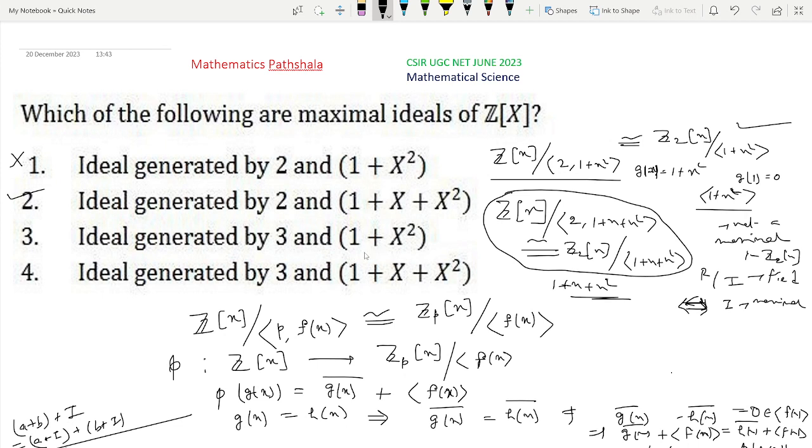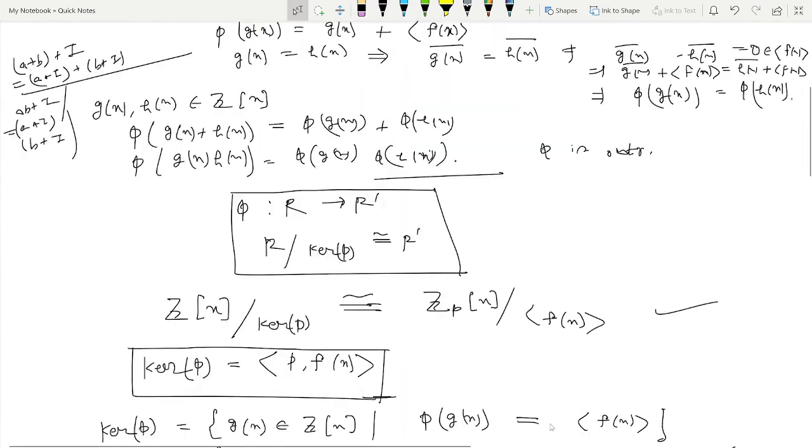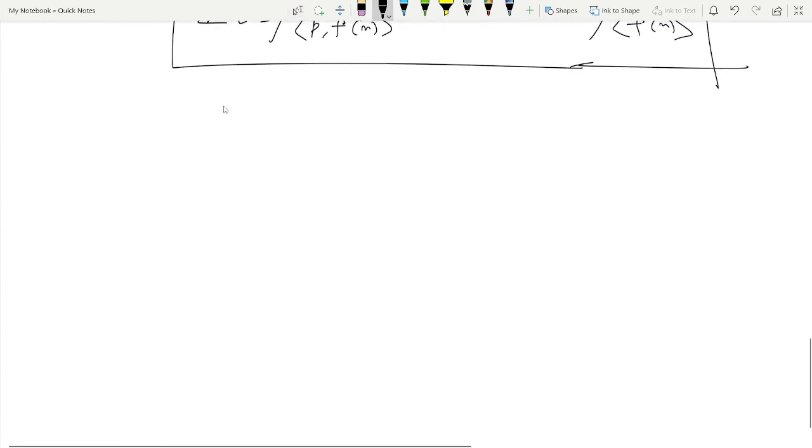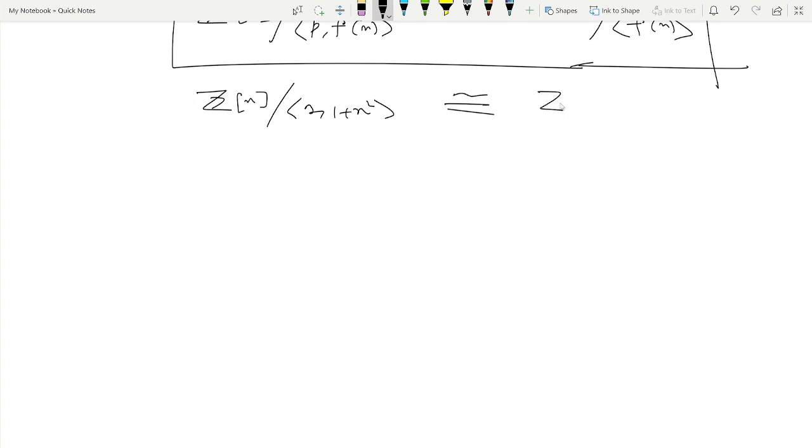Here our polynomial is 1 plus x square, and let me write 3 and 1 plus x square. So this is our Z[x] by the ideal generated by 3 comma 1 plus x square, which for option 3 is isomorphic to Z3[x] by the ideal generated by 1 plus x square.